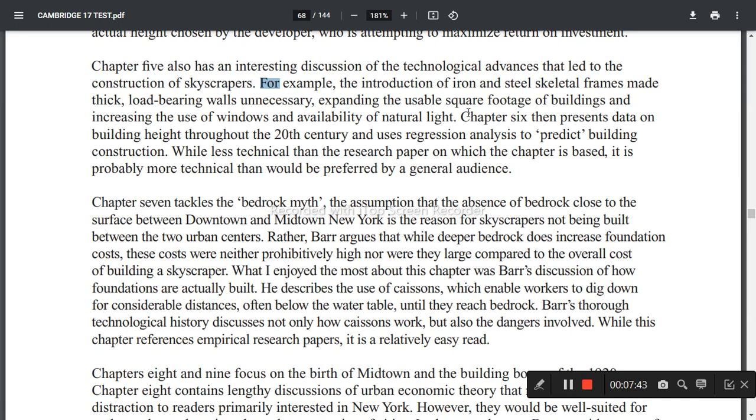Chapter 6 then presents data on building height throughout the 20th century and uses regression analysis to predict building construction. While less technical than the research paper on which the chapter is based, it is probably more technical than would be preferred by our general audience.